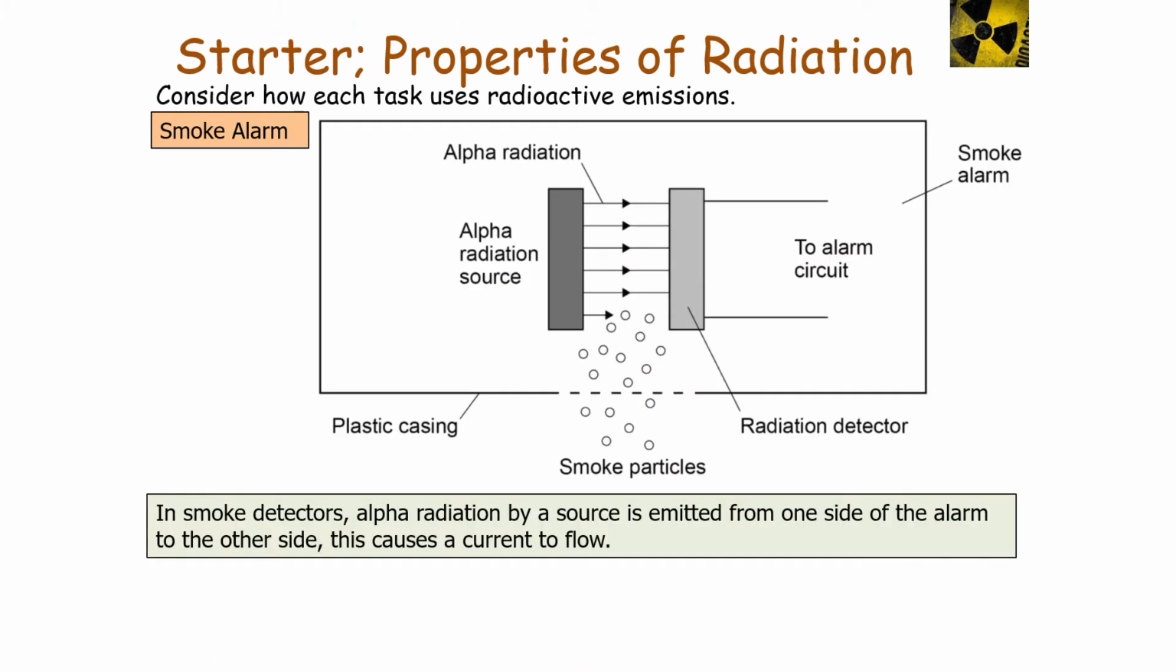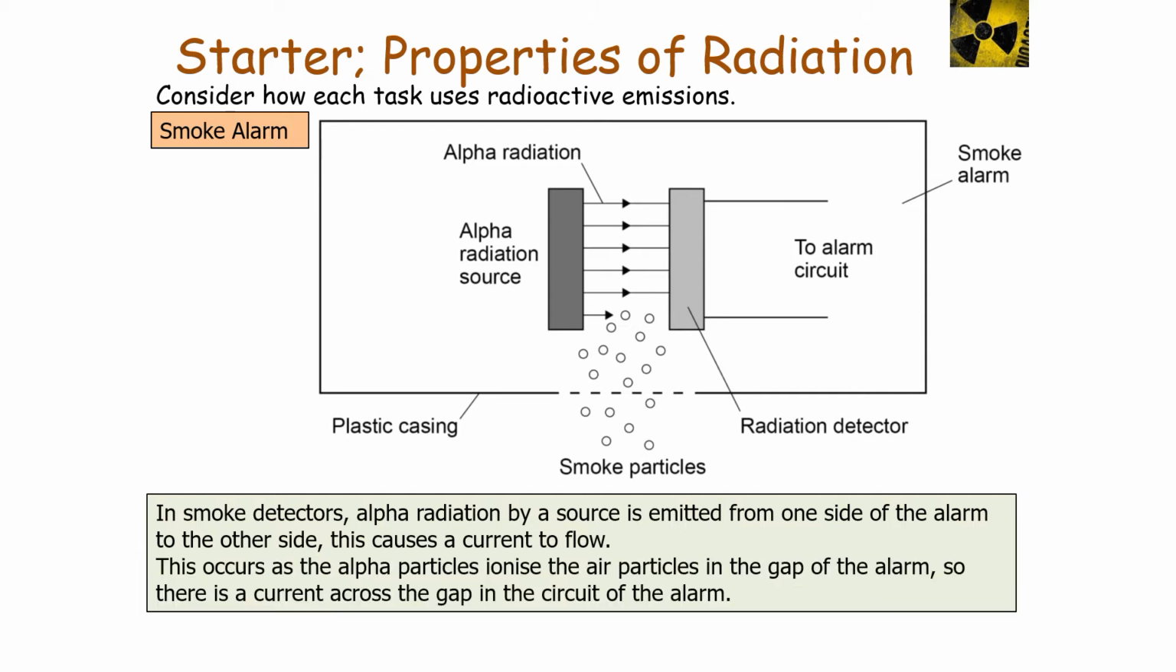Now, another use of radiation is in a smoke alarm. In smoke detectors, alpha radiation from a source is emitted from one side of the alarm to the other side, and this causes a current flow. This occurs as the alpha particles ionize the air particles in the gap of the alarm, so there's a current across the gap in the circuit of the alarm.